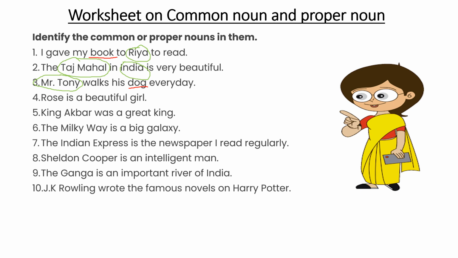Rose is a beautiful girl. Now Rose, it's a name over here. It's a name of a girl, so it's a proper noun. We will circle Rose. Girl, it can be any girl, so it's a common noun. I will underline the girl. King Akbar was a great king. King Akbar, we have a name here, so it's a proper noun. We will circle King Akbar. Was a great king. King, it can be any king, so it's a common noun.